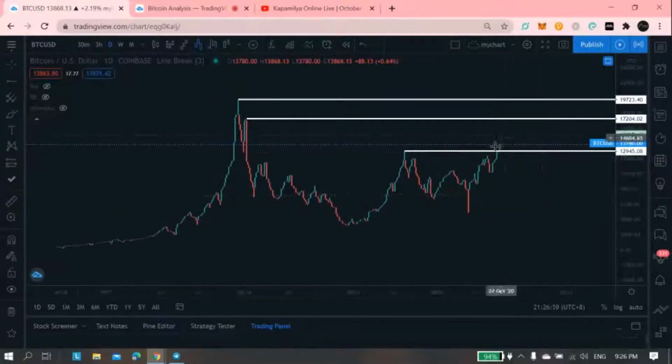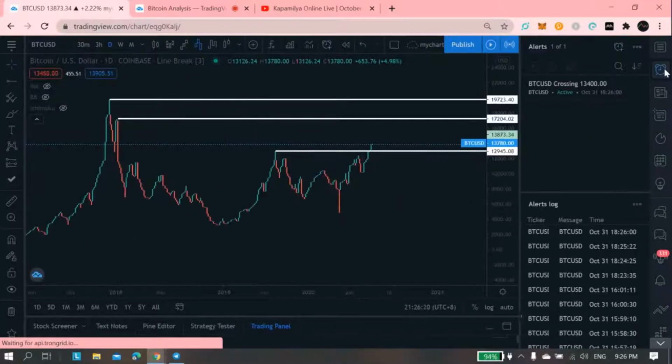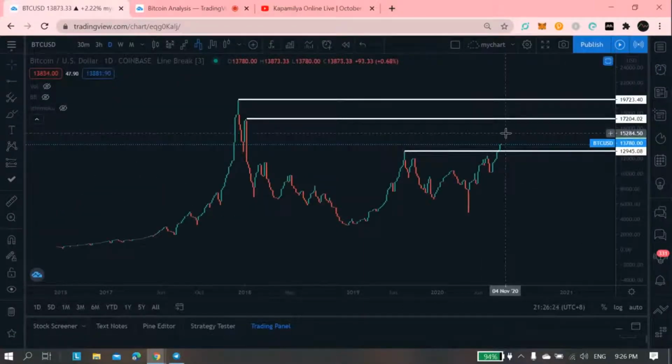And if you look at the chart, it's still trending higher. So for me, for every pullback, possibly I'll open a test buy. I'll open at 13,400 if there is any pullback.